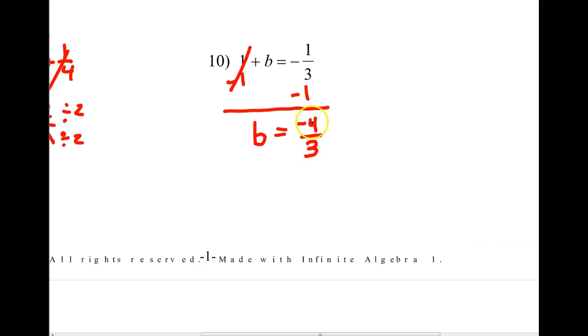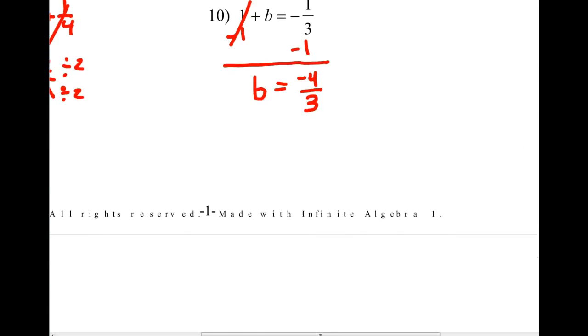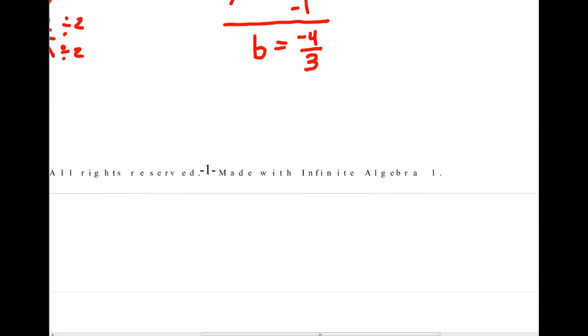Now, if your question is, how do I get negative 4 over 3? That's a good reason to come in early or stay after school and get help with doing these fractions. We're mainly going to be focused on the algebra here, not how to do fractions. It won't take very long, by the way. We can teach you how to do that in 10, 15 minutes, one-on-one.